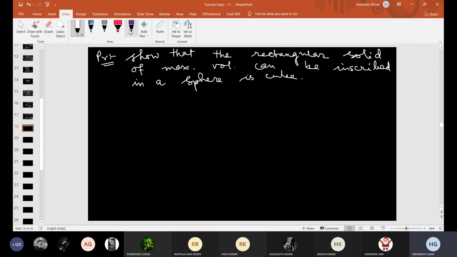Okay. So I am giving you the hints. I think you can solve this one. Consider the sides of the rectangular solid to be 2x, 2y, and 2z. These are the lengths of the sides. Therefore the volume comes to be V, which is 8xyz. If such a volume is inscribed in the sphere, then it should be a cube, and for that we need to show that x equals y equals z.